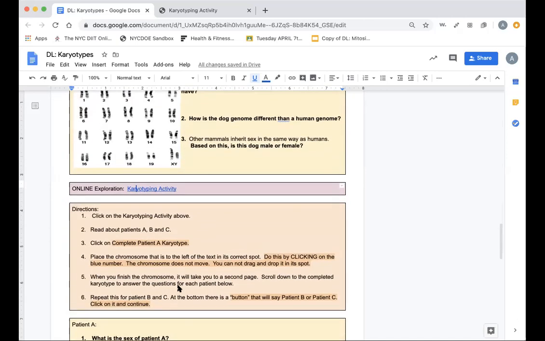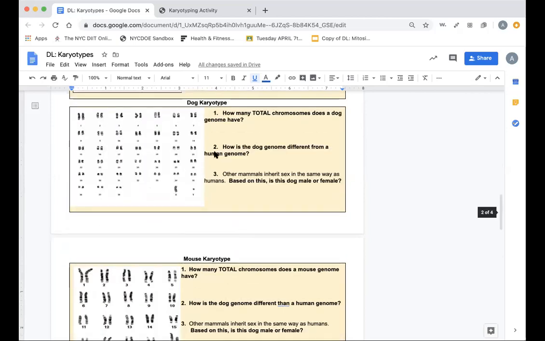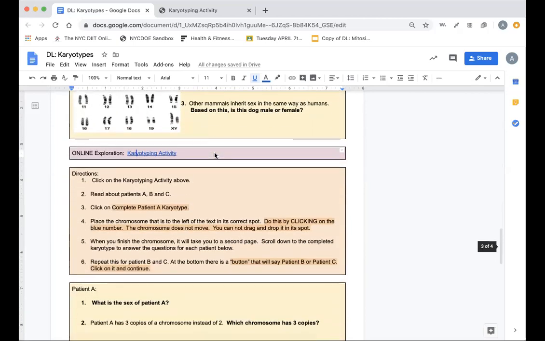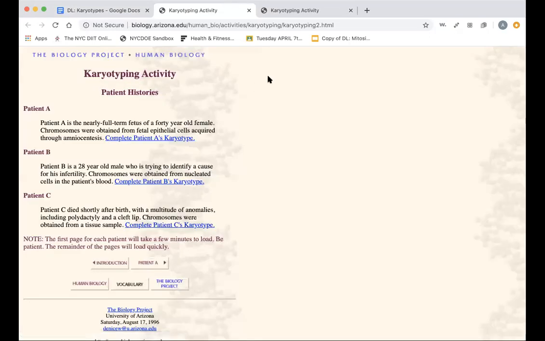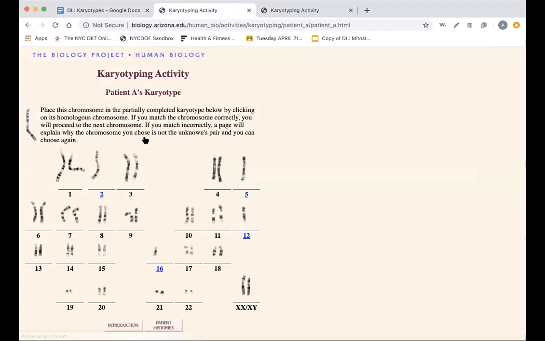So after you finish answering these questions that I just went over briefly, you are going to move on, and there's an activity called karyotyping activity. You'll click on it. I want to go over this today just because in the past students have had a little bit of difficulty understanding how to use this website. So on this website, the first thing you want to do is quickly read about patient A, B, and C. And you want to start with patient A. So click. You're going to match this chromosome over here with the missing spot.